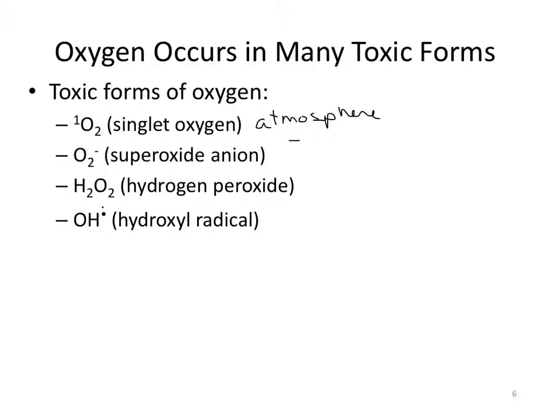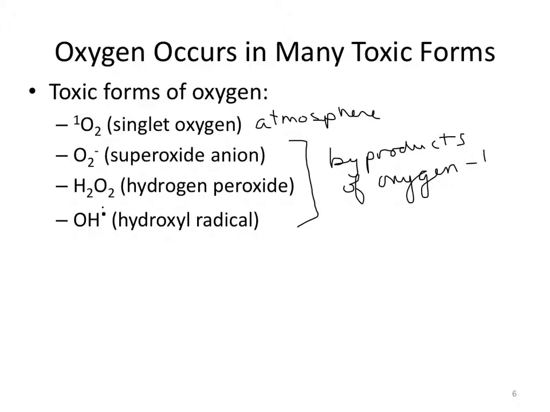And then in cells, as byproducts of oxygen-utilizing metabolism, such as aerobic respiration, cells will generate what are toxic forms of oxygen known as superoxide anion, hydrogen peroxide, and hydroxyl radical. That little symbol right there is indicating radical. So all of those are generated in cells whenever they use molecular oxygen, O2, in their cellular metabolism, and they're all really toxic.